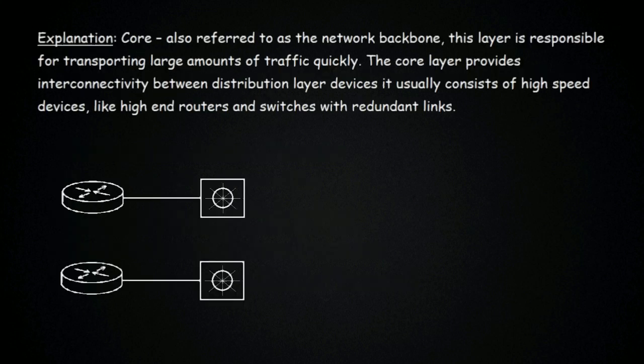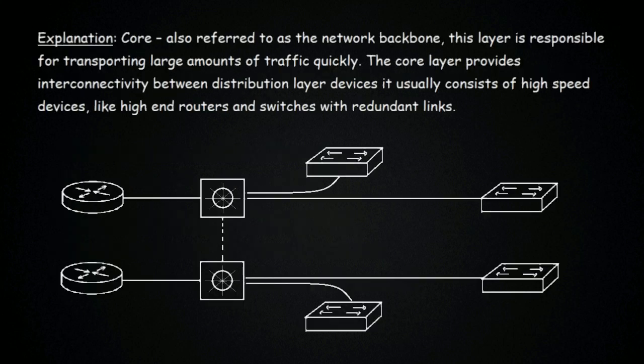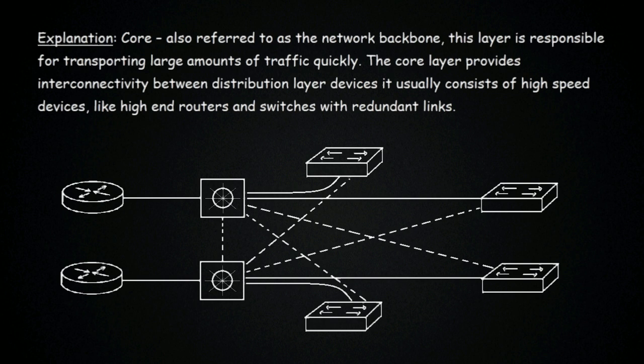Core, also referred to as the network backbone, this layer is responsible for transporting large amounts of traffic quickly. The core layer provides interconnectivity between distribution layer devices. It usually consists of high-speed devices, like high-end routers and switches with redundant links.